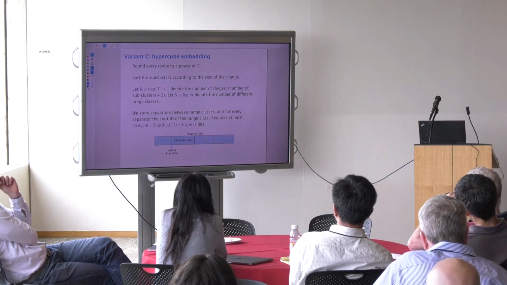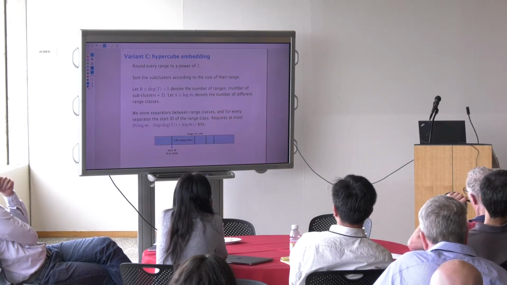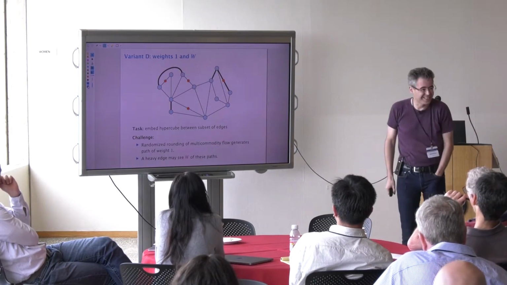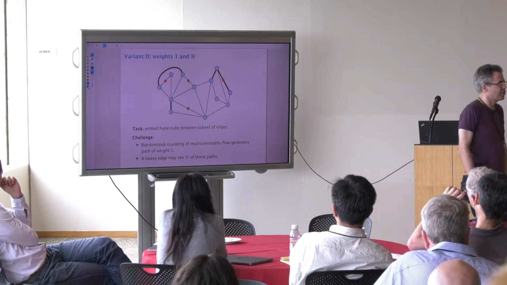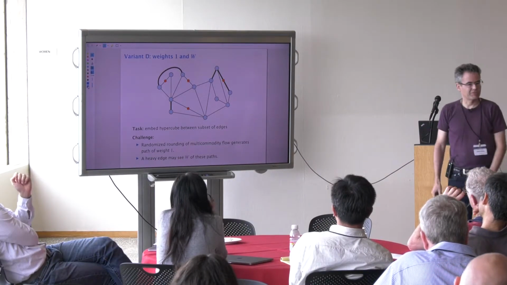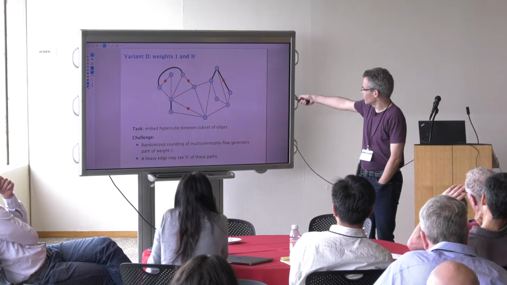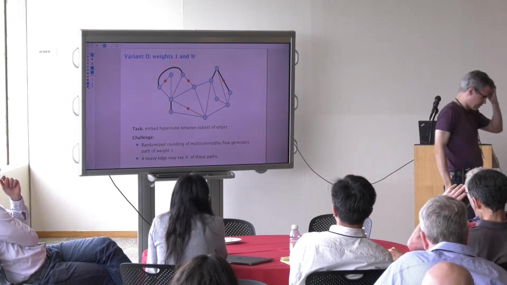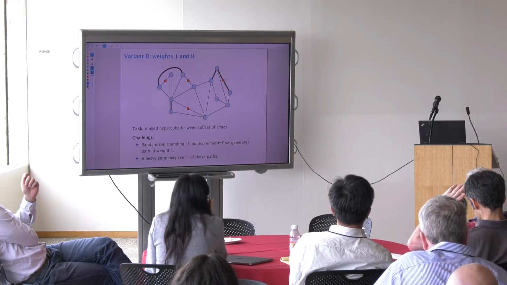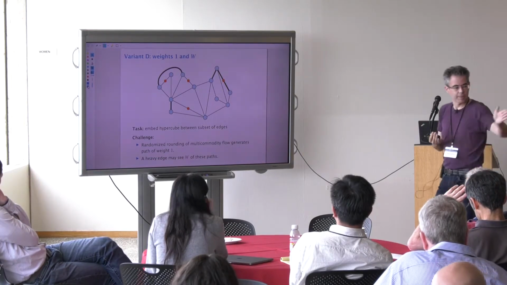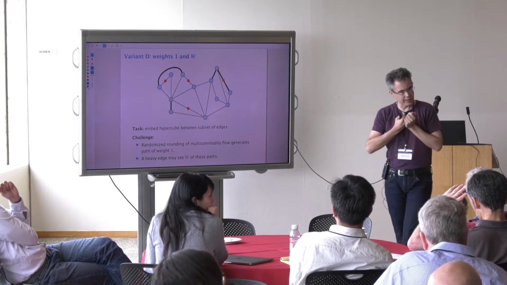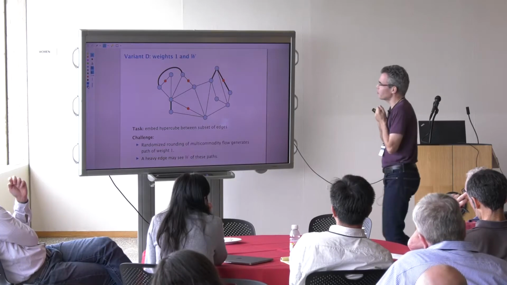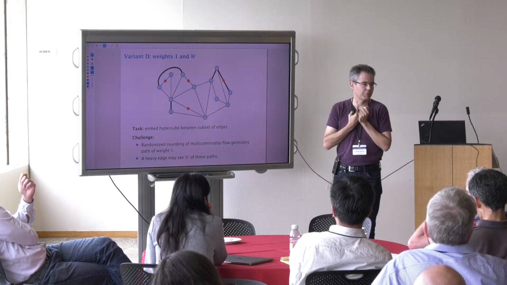So we can improve this. We can also show something for weighted graphs, but only if the weights are between 1 and W. So W now may be very large. Weight corresponds to capacity. Why are these large weights problematic?